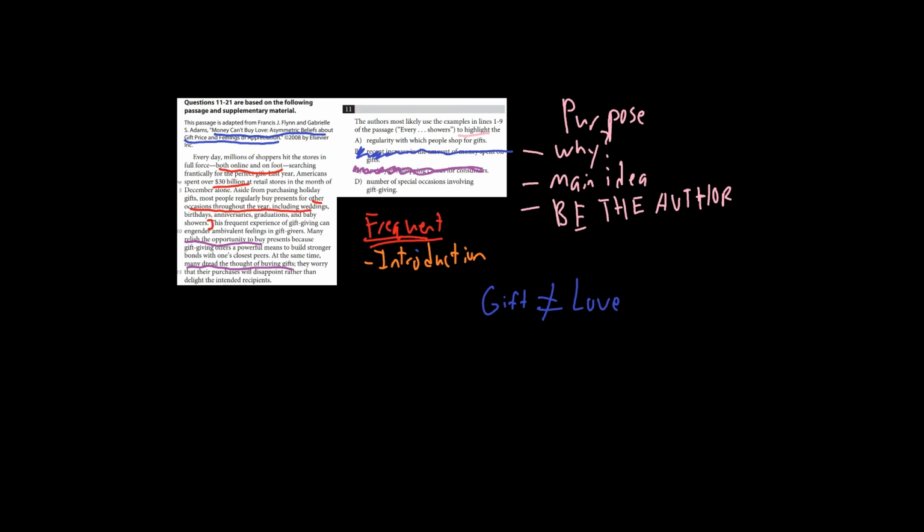D, number of special occasions involving gift giving. Again, that sounds right, but this is more of a what answer. Again, purpose questions, we're looking for the why. We're not asking what they're saying. Yeah, he said there were all these occasions, but again, we're asking why did he say it? It's to highlight the regularity to set up his argument. So we're going to go with A, and that will be our answer. So letter choice A.